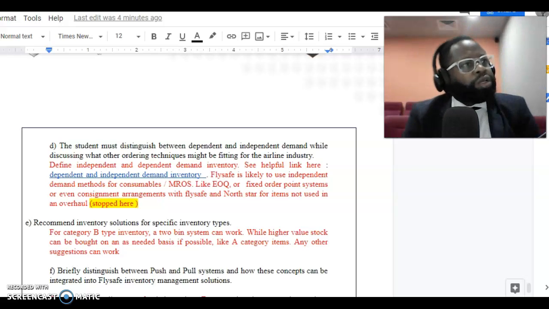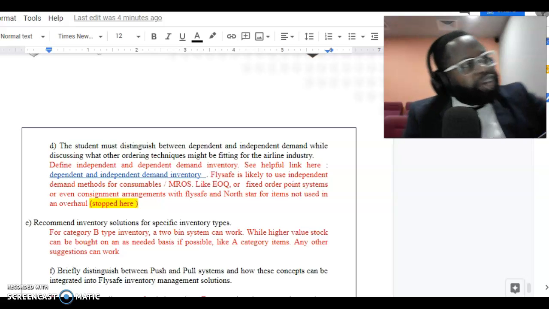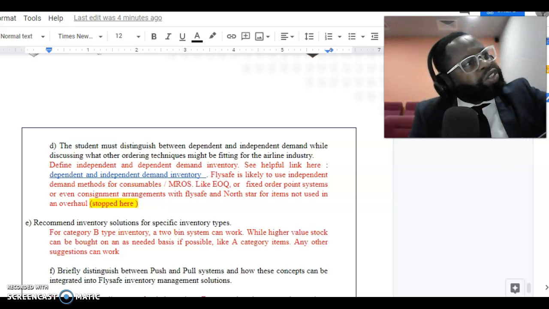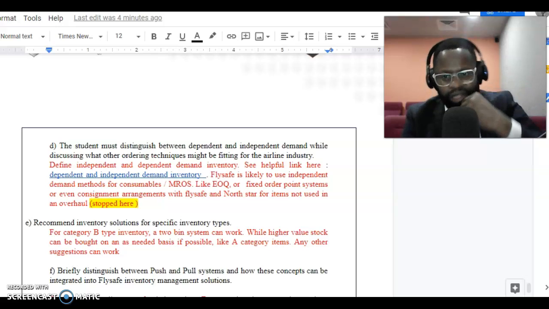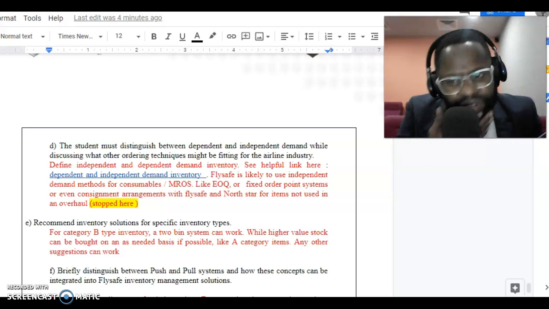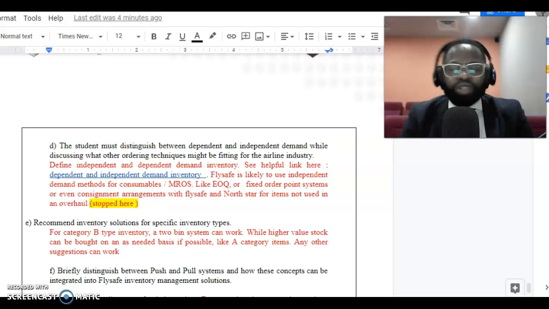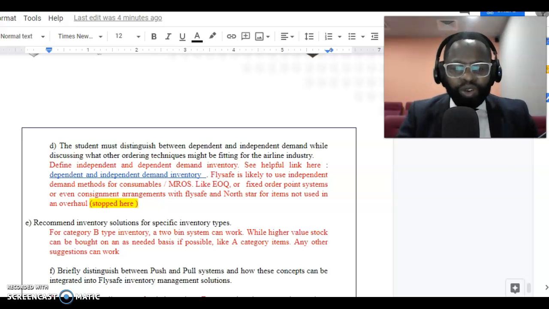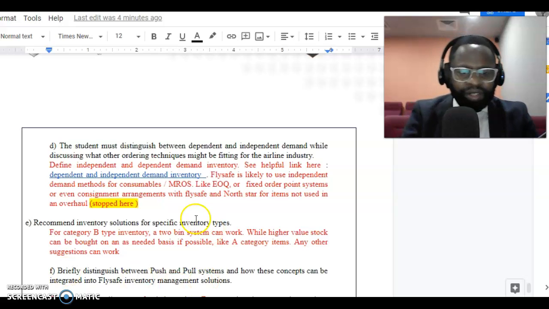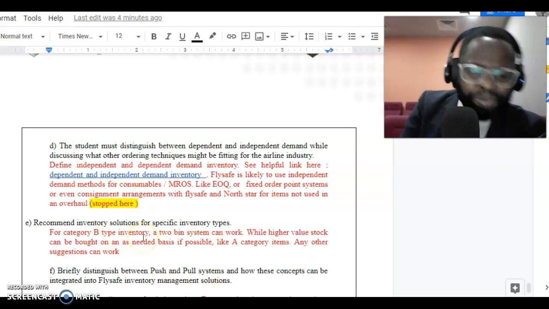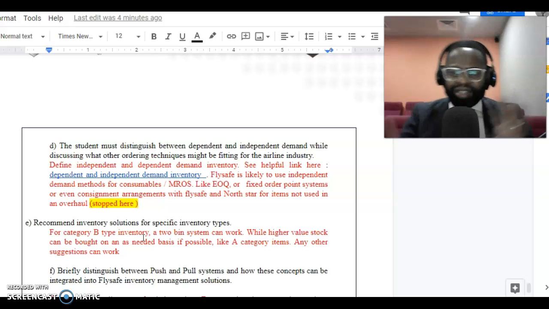Yeah, low in value and usually have very large quantities. Yes, indeed. So like rivets, for example, and O-rings. Those are usually called category C items, right? So your category B is just in between. It's just between A and C.